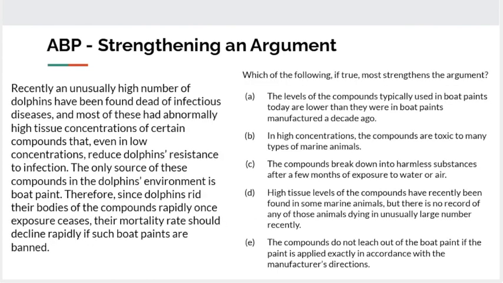So let's look at this one. Recently, an unusually high number of dolphins have been found dead of infectious diseases, and most of these had abnormally high tissue concentrations of certain compounds that, even in low concentration, reduce dolphins' resistance to infection. The only source of these compounds in the dolphin's environment is boat paint. Therefore, since dolphins rid their bodies of the compounds rapidly once exposure ceases, their mortality rate should decline rapidly if such boat paints are banned. And the question is asking us which of the following most strengthens the argument.